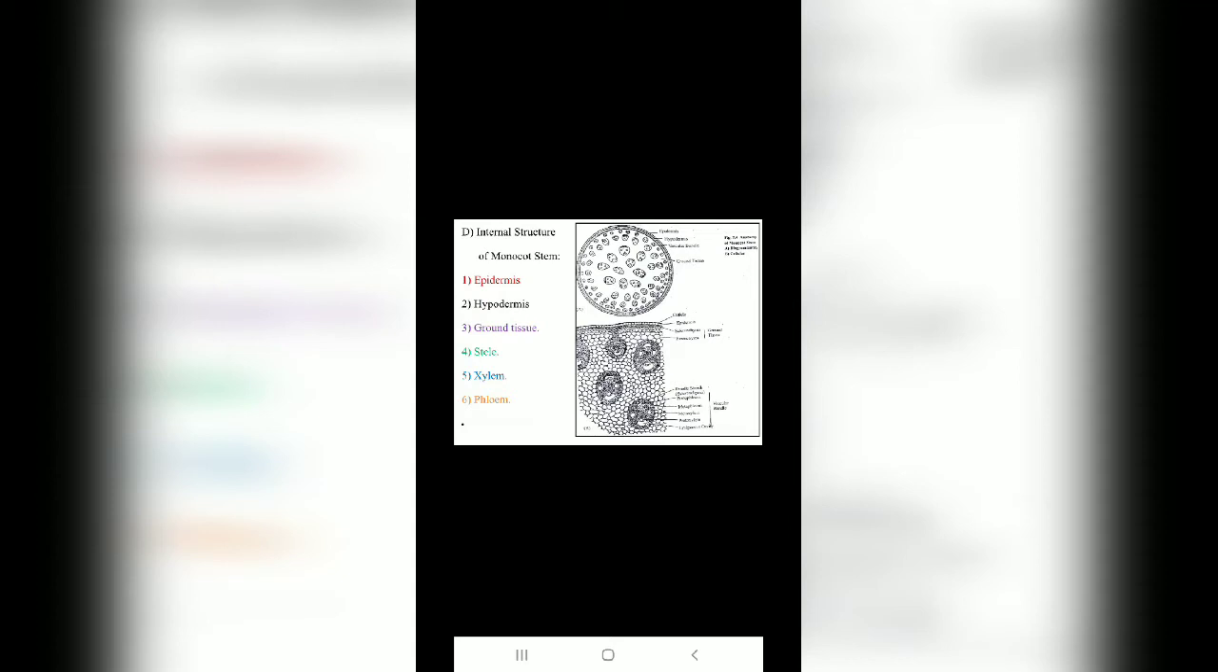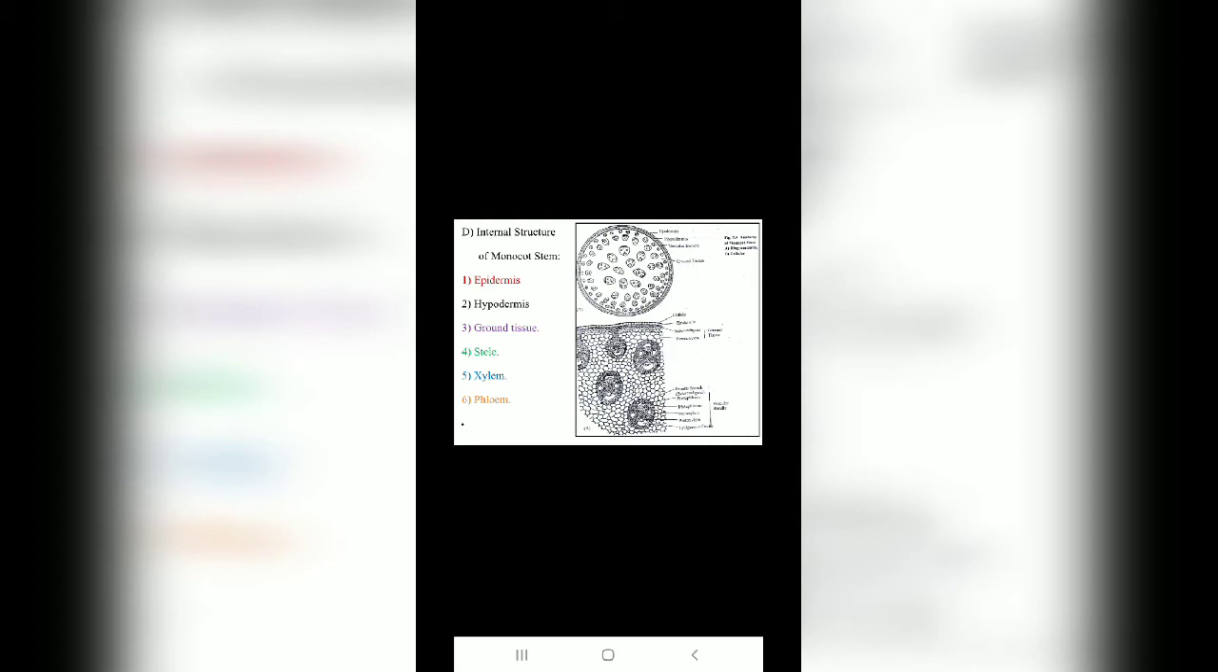So first we see, after the internal structure of dicot stem, we must see the internal structure of the monocot stem. See here the typical structure of monocot stem, that is maize stem, which shows the following anatomical details: epidermis, hypodermis, ground tissue and stele.